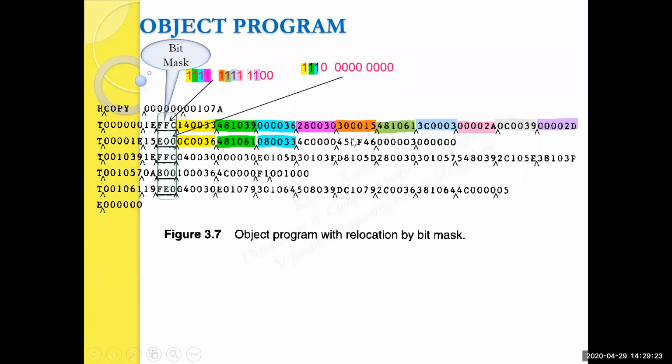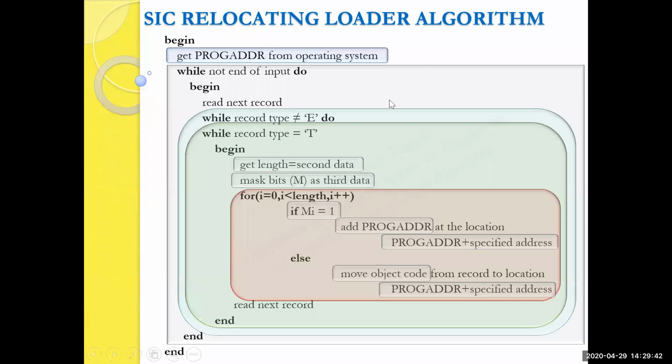Having generated the object program, that is a relocatable object program for SIC with the relocation indicated via bit mask in the object program, we are now ready to look into the algorithm for the relocating loader and see how the loader processes this object program. This is the algorithm for the SIC relocating loader. The first step involves fetching the program address, or the actual load address, from the operating system.